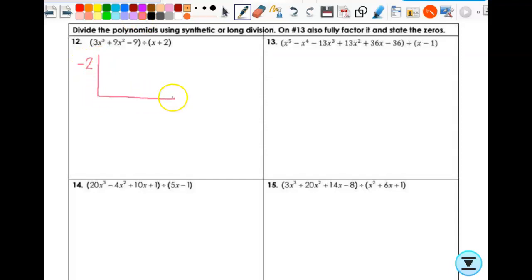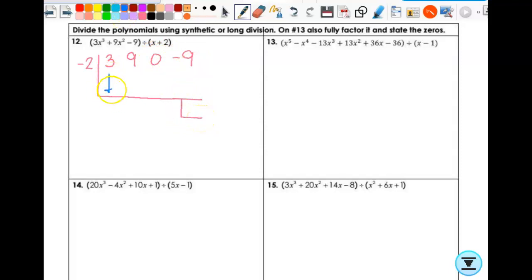On the inside, this is x cubed, which means I have to have 4 numbers in here. There's only 3 here, which means I have a missing term. So this is 3 that goes with the x cubed. X squared is 9. There is no x term, so I have to have a 0 and then a negative 9. And then I put on my basement.